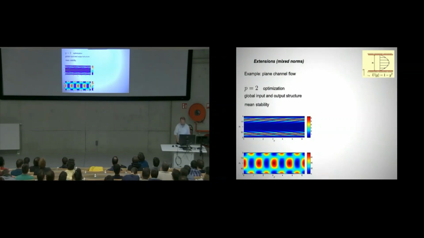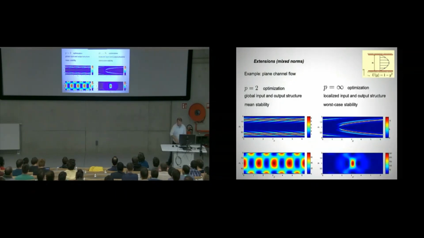Okay? But now if you say, no, I don't want to have the energy to be harvested, I want to have an infinity norm that localizes the structure in one spot. Okay? If I just get to pick a perturbation that is in one spot, where would that be? Okay? And this is how you do it. P infinity, this is the input and this is the output.